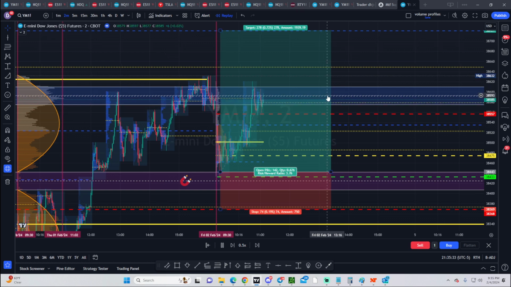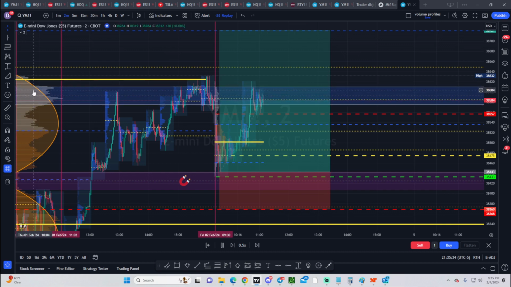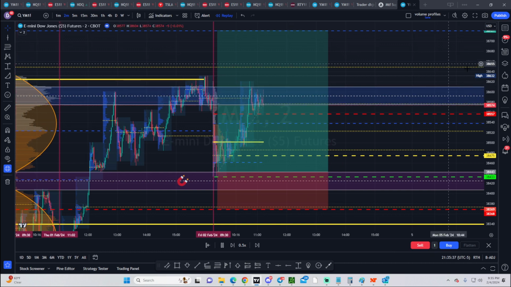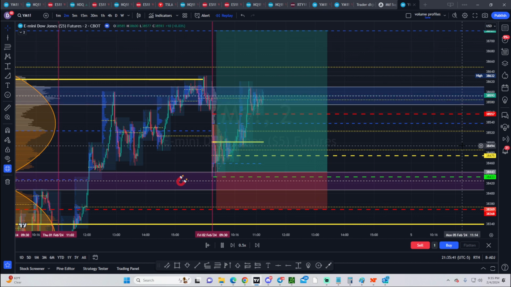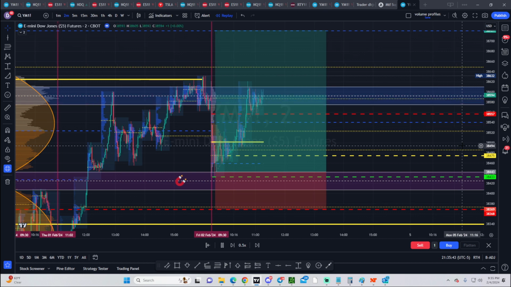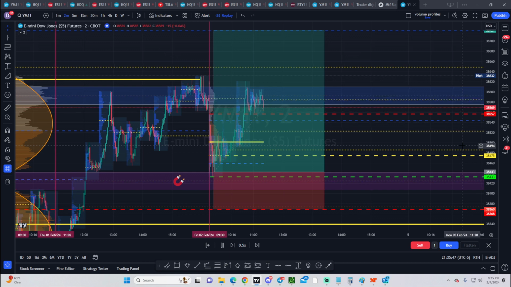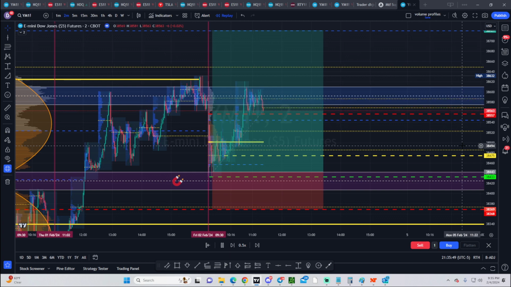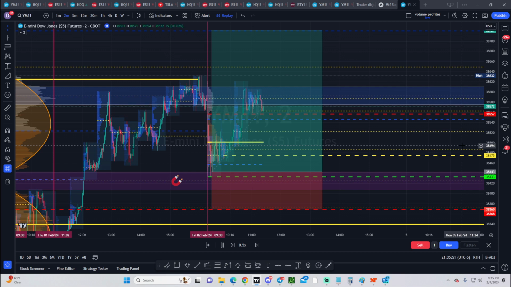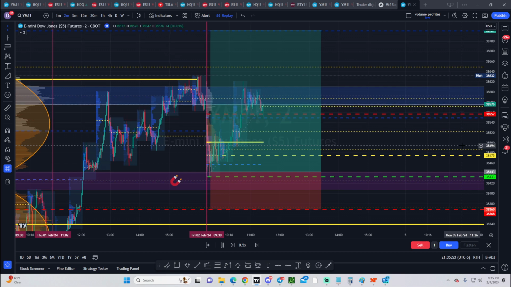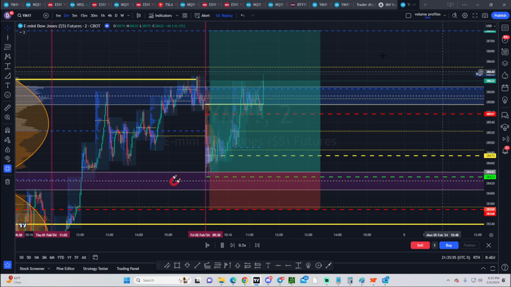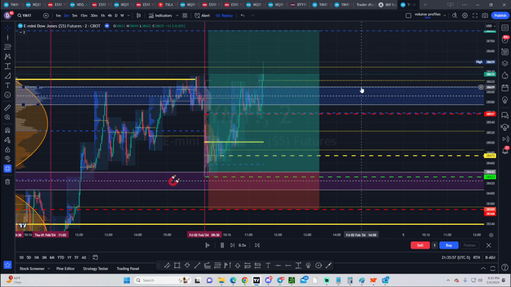See how the resistance hit here? Because it's a high volume node. And now stalling around that area. I think this is the place where it rejects. It just breaks through it. That's a good sign.